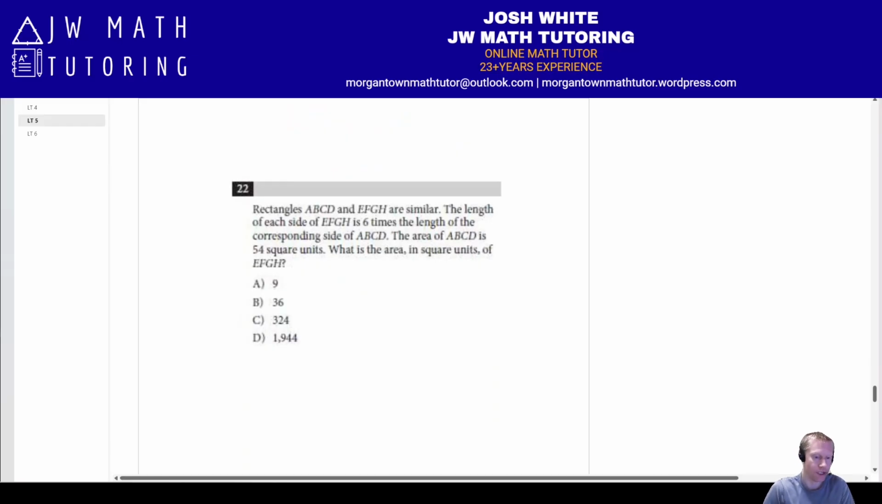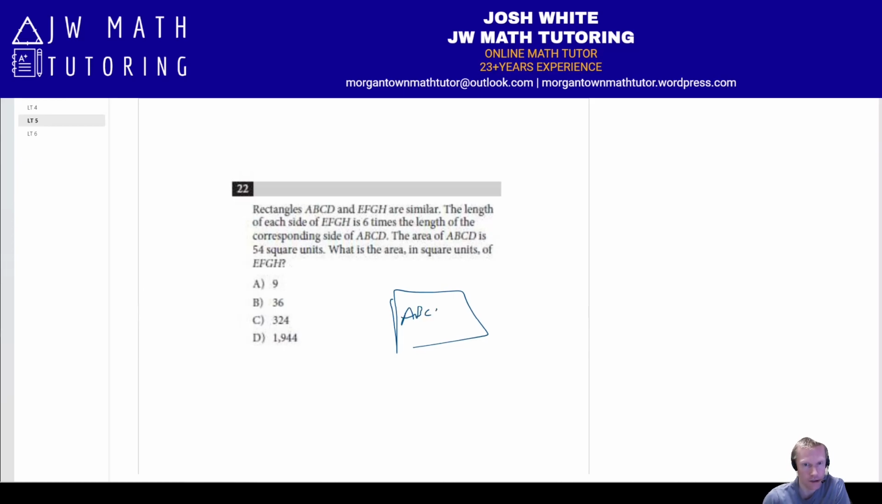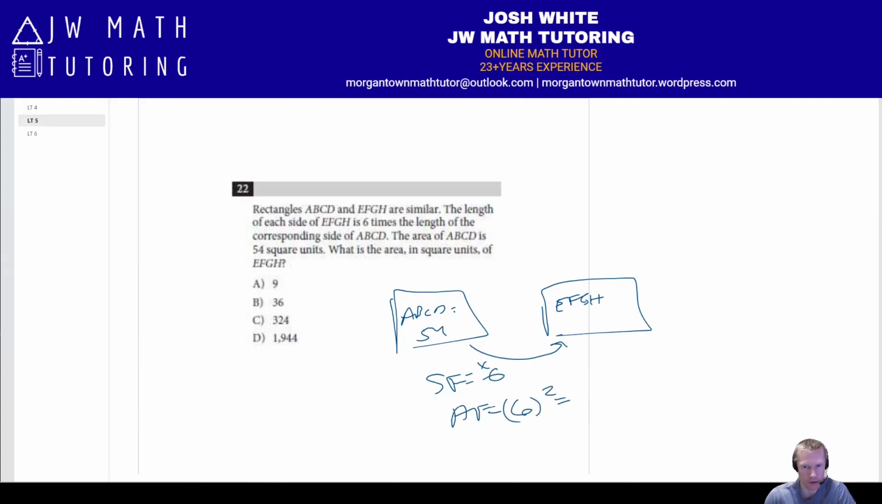Next up, question number 22. Here you have two rectangles. They're told they're similar, and the length of EFGH is 6 times the length of ABCD. The area of ABCD is 54. What's the area of EFGH? So the theoretical way to do this is to just note that the scale factor here is 6. In other words, you multiply by 6 to get from small to large. Therefore, the area factor will be that number squared, or 36. So you take 54 times 36, and that gives you 1944.